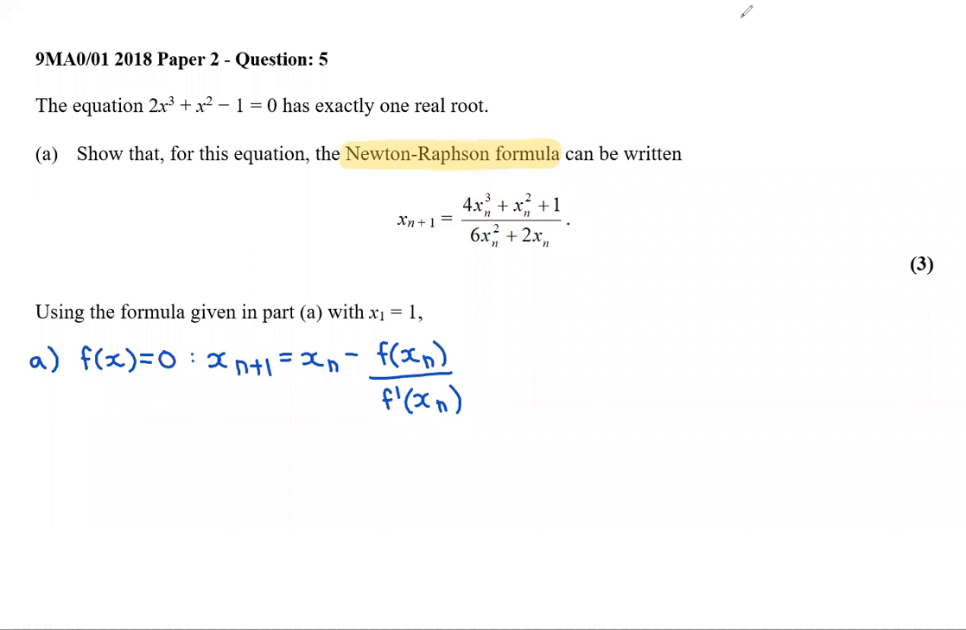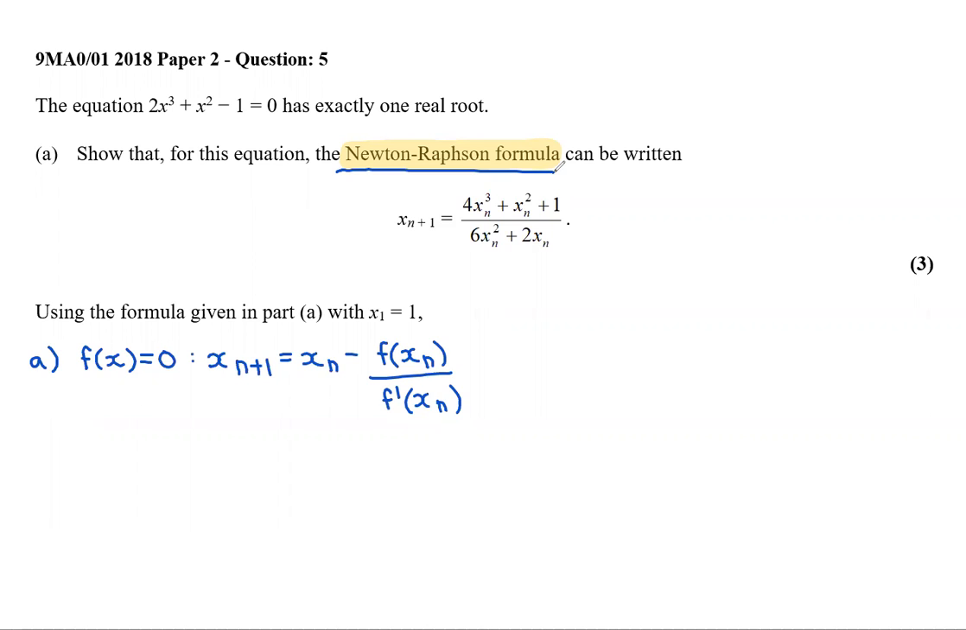So question 5 comes from paper 2, 2018, also question 5 on that paper. And we're asked to use the Newton-Raphson method. We've got to show that the formula can be written in the form given. It says it explicitly, the Newton-Raphson method has to be used. So I've written down already the Newton-Raphson method from the formula booklet as it's presented.